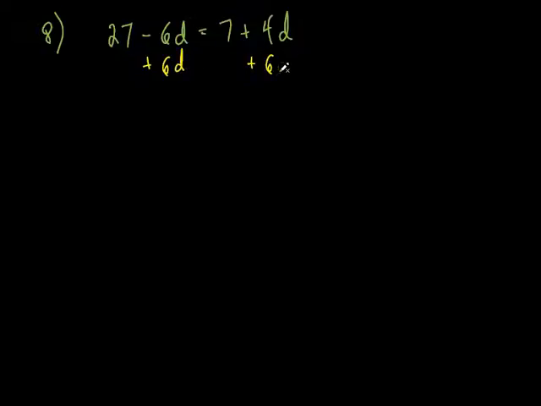I'm going to add a 6D over here. Now I got the D's over here. See, that cancels out. Now I got the D's on the right-hand side. So now what do you think I want to do? Take the 7 and put it on the other side, right? Because I just want the D's on the one side.